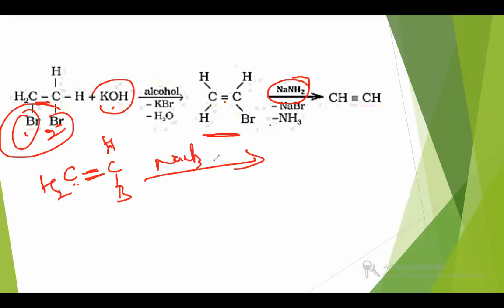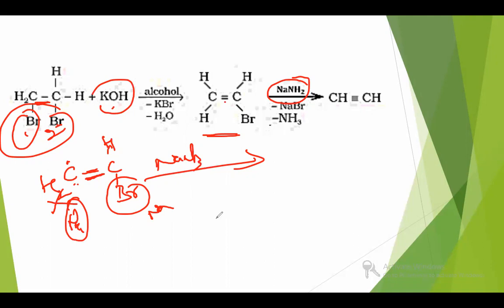So if we treat with NaNH2, what happened? Sodium combines with this bromide, forming sodium bromide, and hydrogen combines with this nitrogen, forming NH3, ammonia. So what will be left behind? One electron, one hydrogen free from this NH.